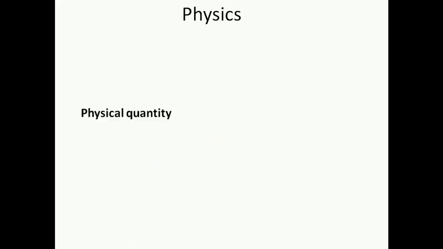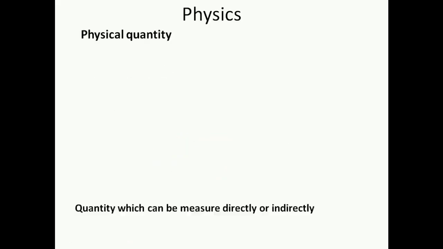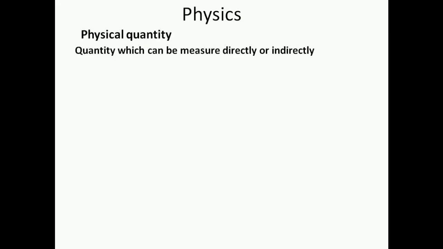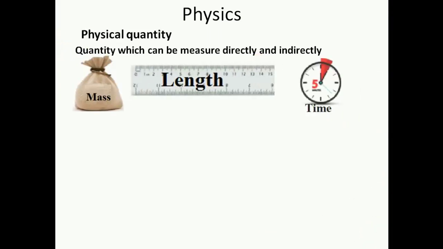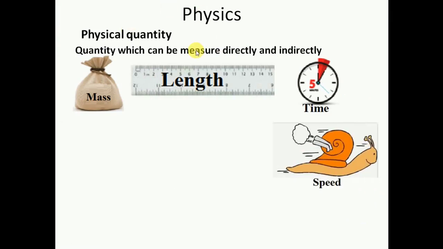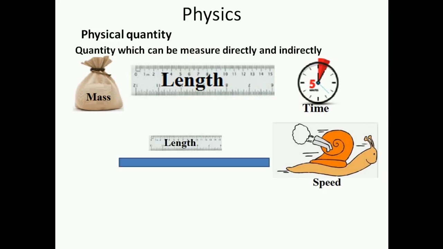In physics we deal with physical quantities, and physical quantities are those quantities which can be measured directly or indirectly, like mass, length and time we can measure directly, and a quantity like speed we cannot measure directly, so we first measure length and time, then we divide them to get the speed. So this is how we indirectly measure some physical quantities.